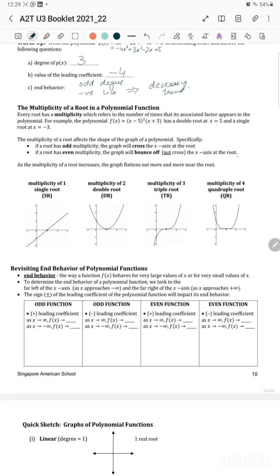For example, if it has a single root, it is crossing the x-axis at the single root. If it has a multiplicity of 2, a double root, it touches the x-axis like this at the double root. With 3 roots, it is 1, 2 and 3. With 4 roots, 1, 2, 3 and 4.